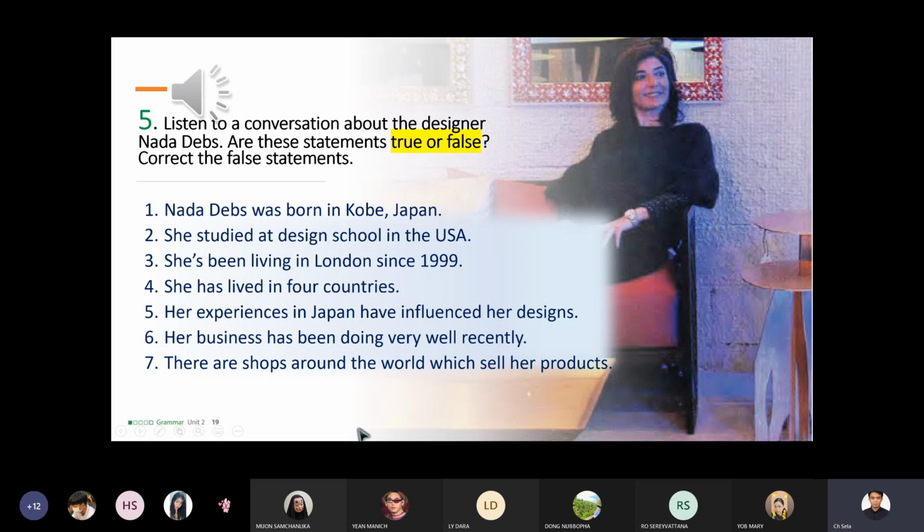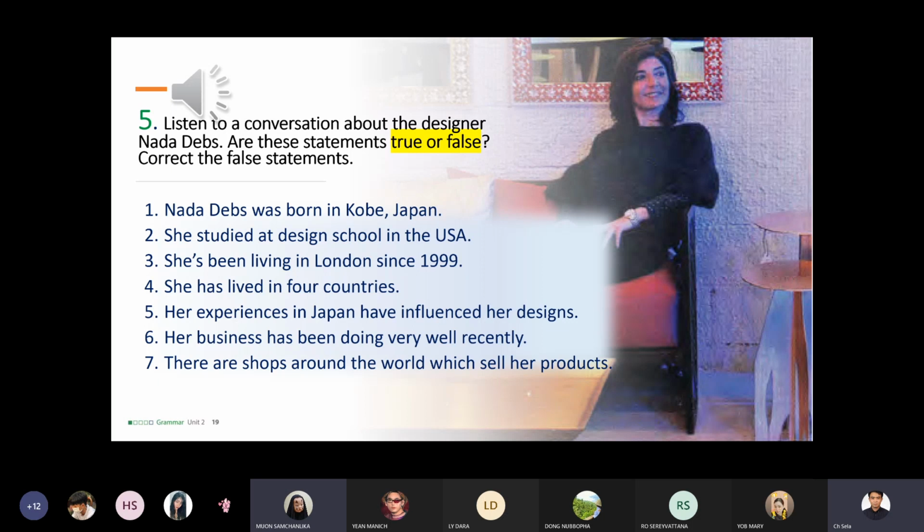Okay, I want to ask Bunit, can you read again, please? Nadab was born in Kobe, Japan. Number 2, she studied at design school in the USA.